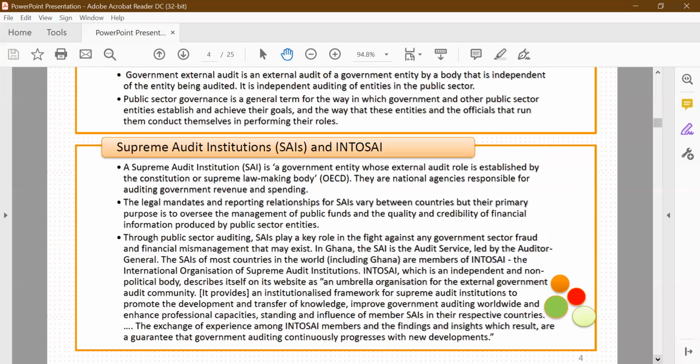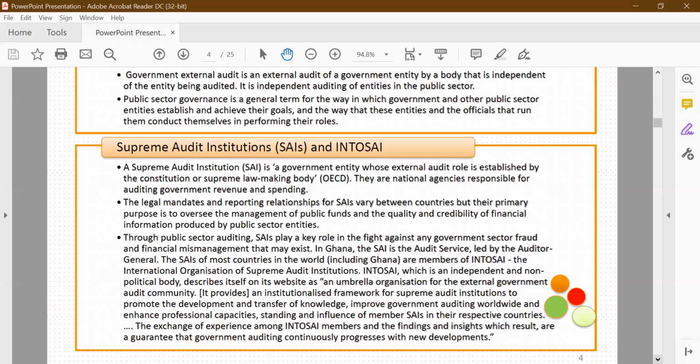So INTOSAI, which is an independent and non-political body, describes itself on its website as an umbrella organization for the external government audit community. It's an organization for government auditors, essentially.